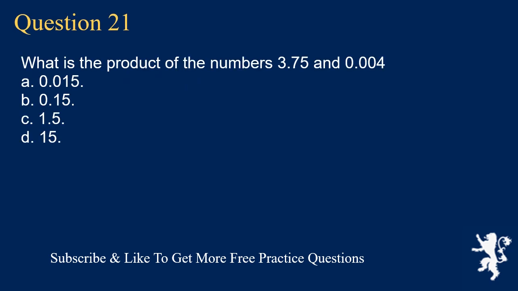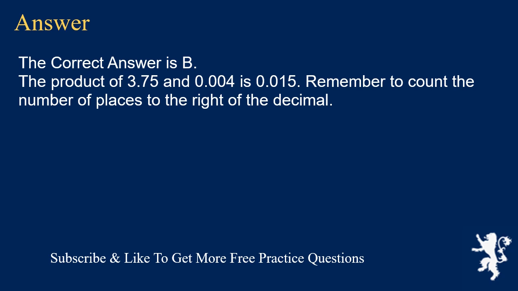Question 21. What is the product of the numbers 3.75 and 0.004? A. 0.015. B. 0.15. C. 1.5. D. 15. The correct answer is B. The product of 3.75 and 0.004 is 0.015. Remember to count the number of places to the right of the decimal.